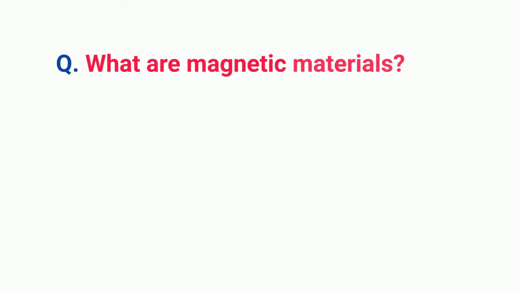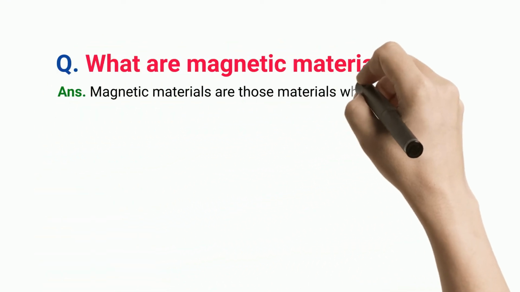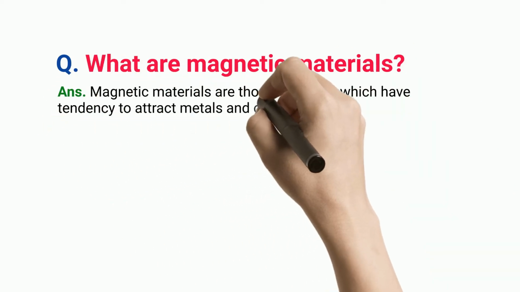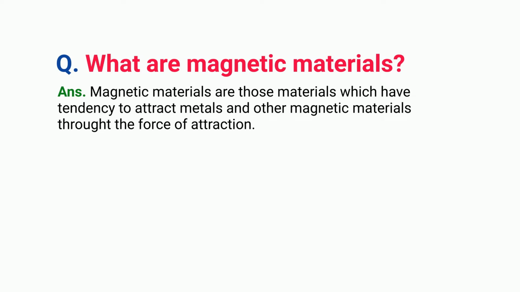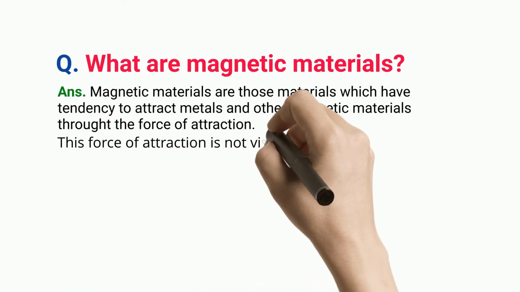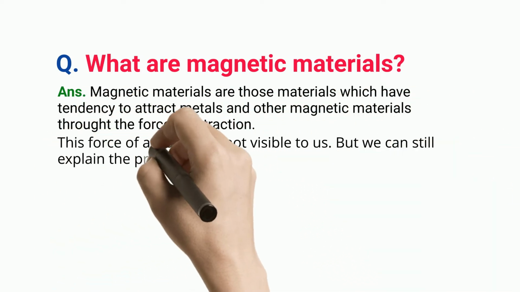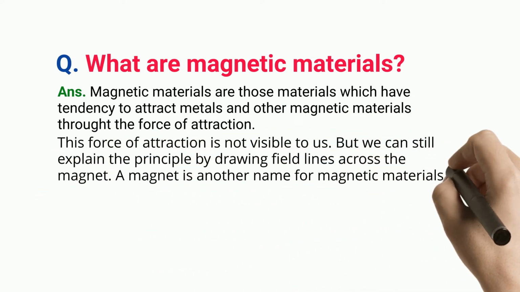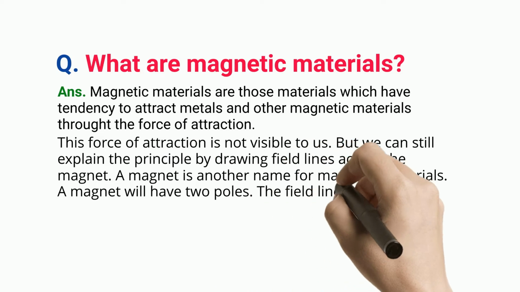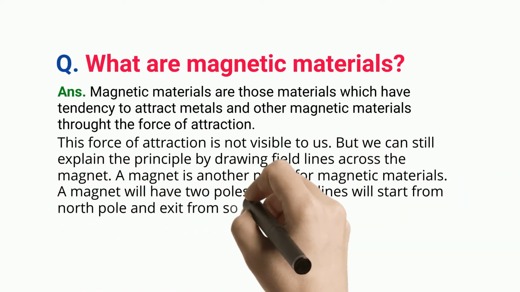What are magnetic materials? Magnetic materials are those materials which have a tendency to attract metals and other magnetic materials through the force of attraction. This force of attraction is not visible to us, but we can still explain the principle by drawing field lines across the magnet. A magnet is another name for magnetic materials.